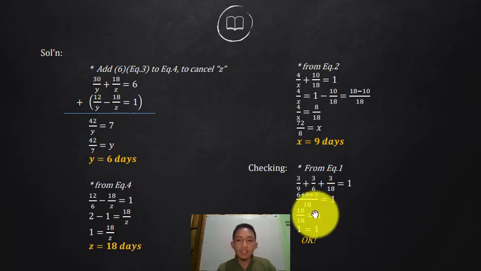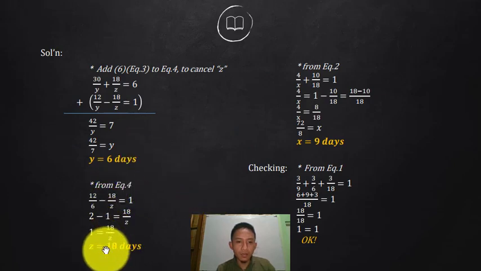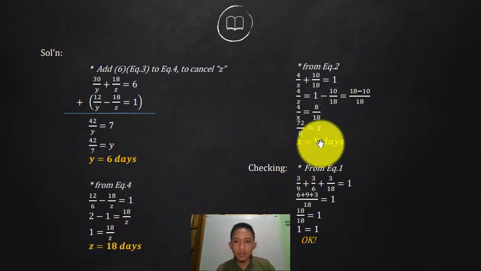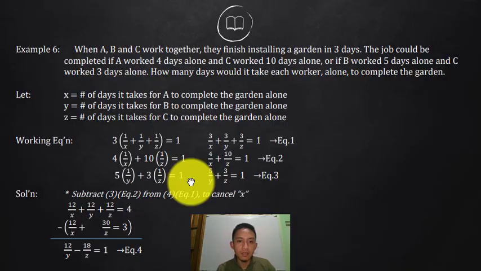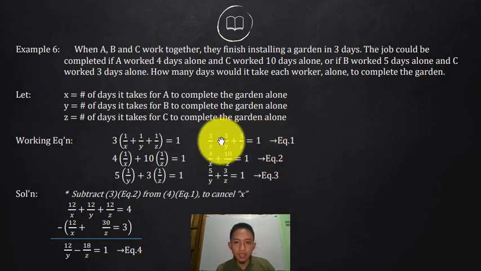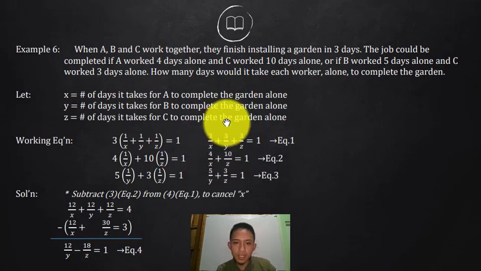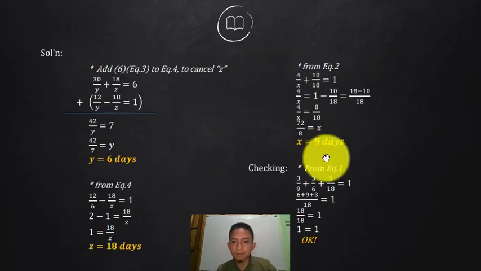Okay. So again, let's try to check that one. What equation did I not yet use? I used equation 4 to solve your z. I used equation 2 to solve your x. I also used here your equation 3. So maybe I did not yet use your equation 1. So I will use equation 1 to check that one. So 3 over x, 3 over y, 3 over z equals 1.